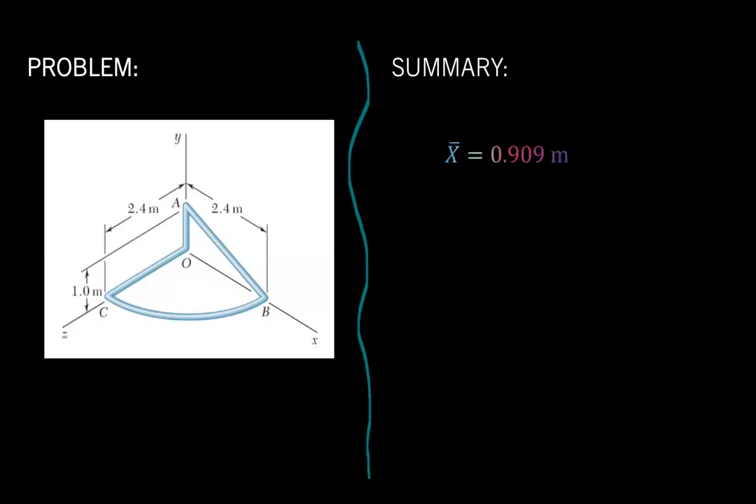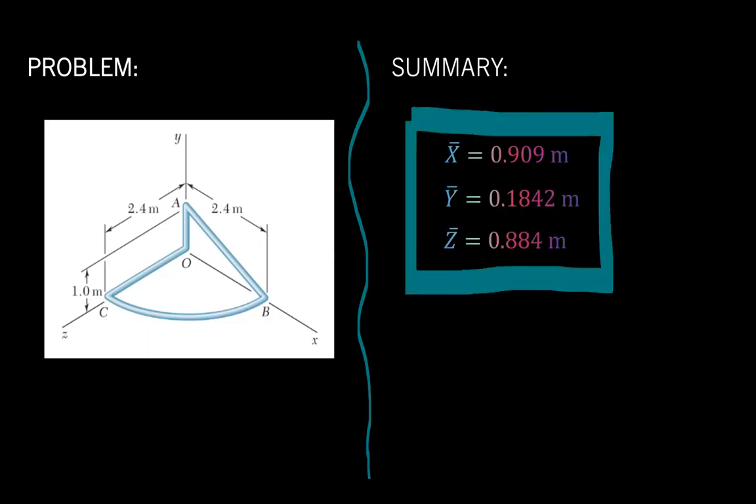So recap of everything, the problem statement as shown, our summary, x coordinate of the centroid is 0.909 meters. Y coordinate of the centroid is 0.1842 meters, and then z coordinate of the centroid is 0.884 meters. So those are our answers.